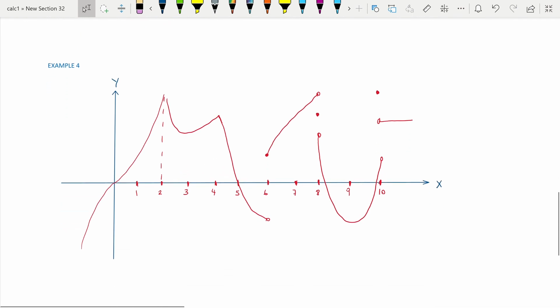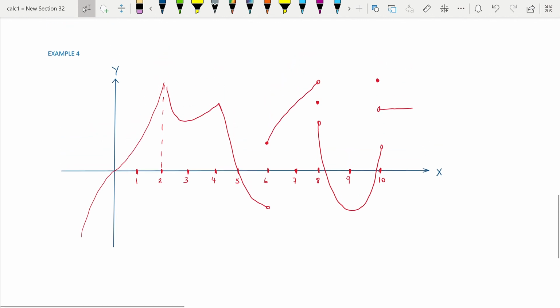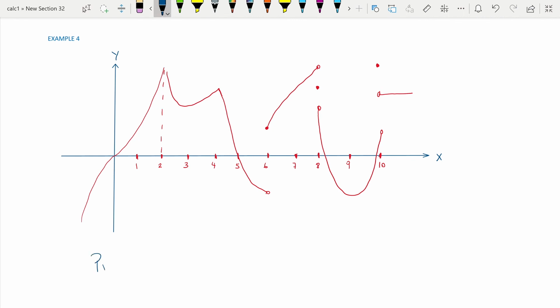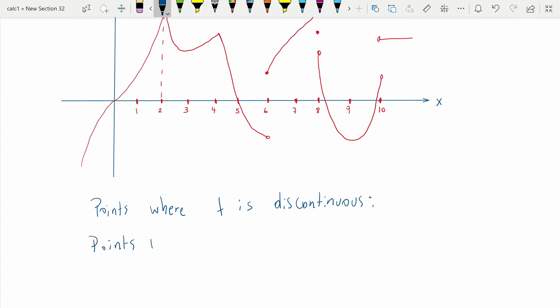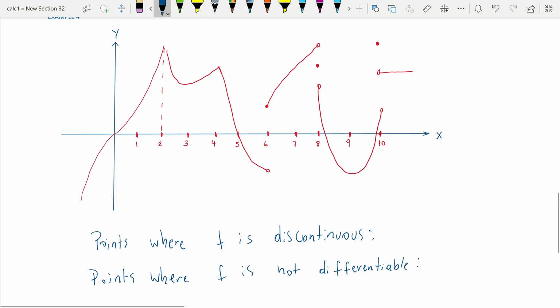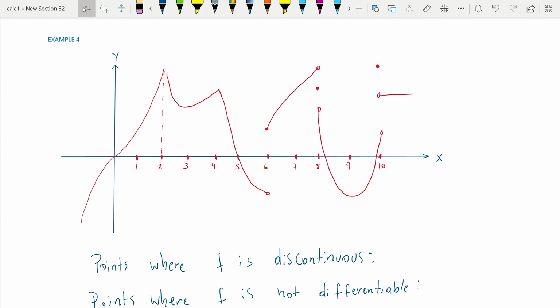Okay, and I wanted to finish this first part by asking here in this example 4 to recognize points where f is discontinuous and points where f is not differentiable. Okay, so let's start with the points where f is discontinuous.